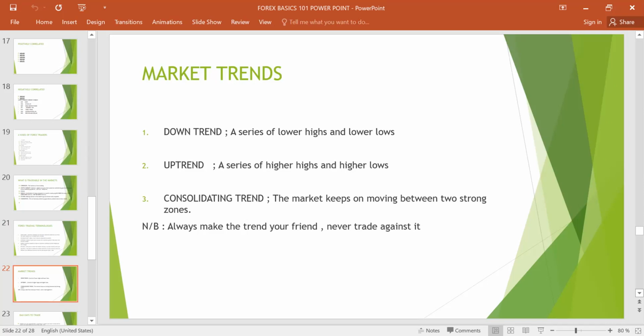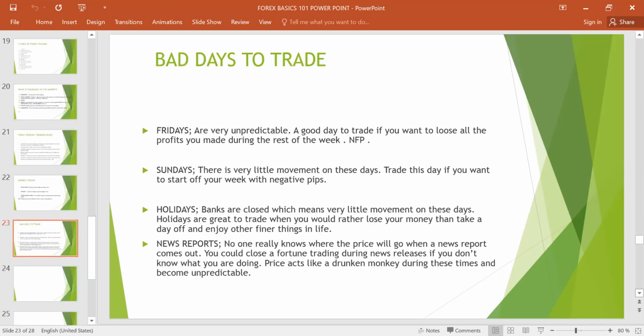So we'll show you how to do your analysis on uptrends, how to make the trend your friend. Just like you see, I said, always make the trend your friend. Never trade against the trend. If you want to be a profitable trader, you always have to understand the trend. So the next class will be very insightful.